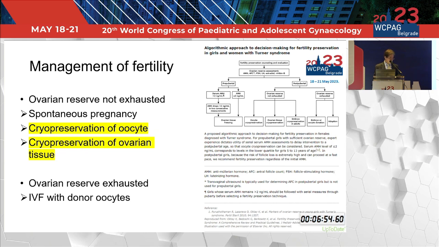So let me move to the next topic, future fertility and pregnancy. If the ovarian reserve is not exhausted, spontaneous pregnancy can be expected. But cryopreservation of oocyte or ovarian tissue could be considered during adolescence for the future. On the other hand, oocyte donation is an option when ovarian reserve is exhausted. And in such a case, induction of puberty is important to prepare for the future.